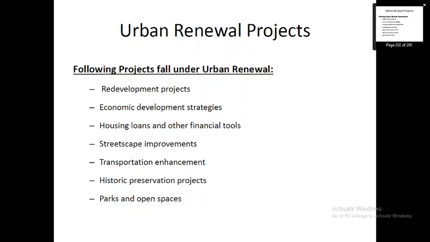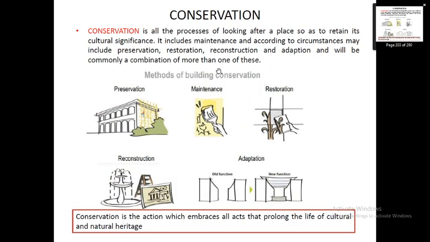And open spaces and parks in a dilapidated area will enhance the value of that area. People will start moving into the area because of these amenities. And economic development strategies like housing loans and financial tools of lesser interest and more viability, if given to the projects in these areas, urban renewal can happen more frequently and easily.